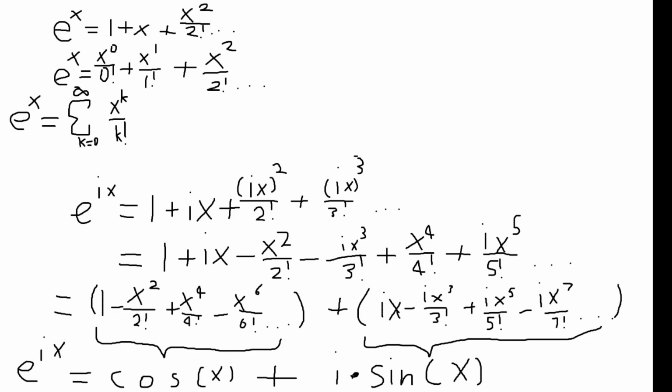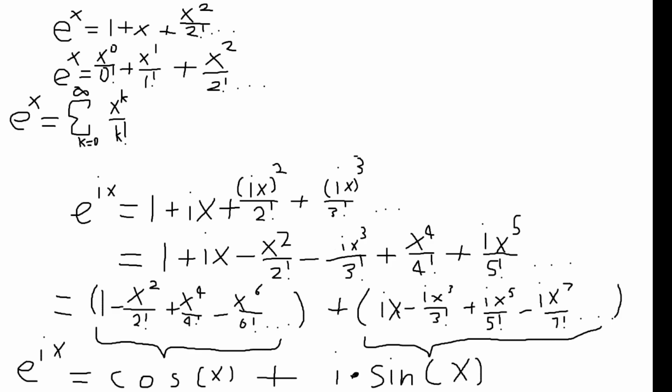So we can separate those two series, which turns into 1 minus x squared over 2 factorial plus x to the power of 4 over 4 factorial minus x to the power of 6 over 6 factorial, plus ix minus ix cubed divided by 3 factorial plus ix to the power of 5 over 5 factorial minus ix to the power of 7 over 7 factorial.